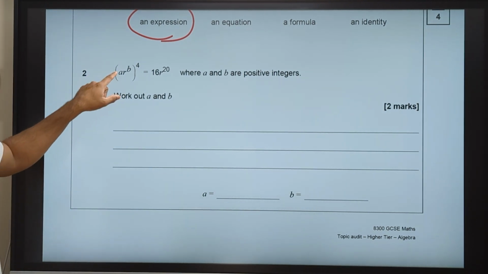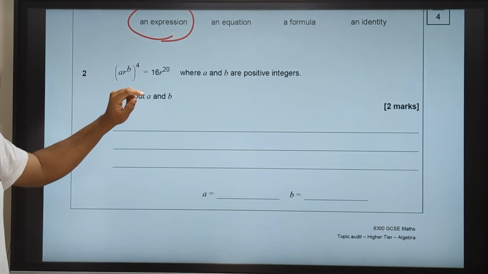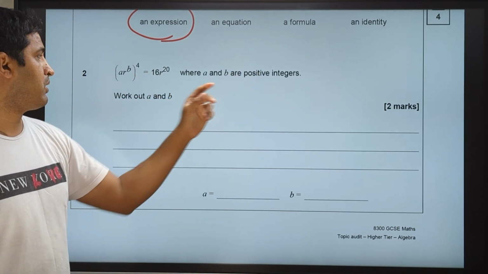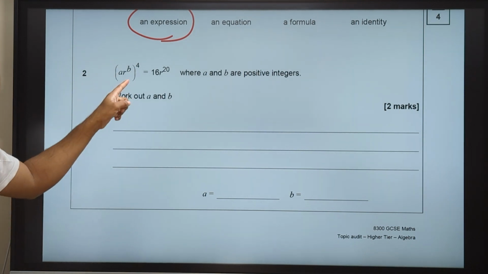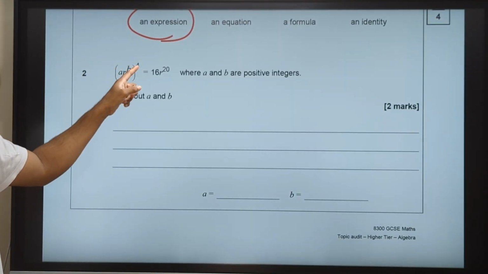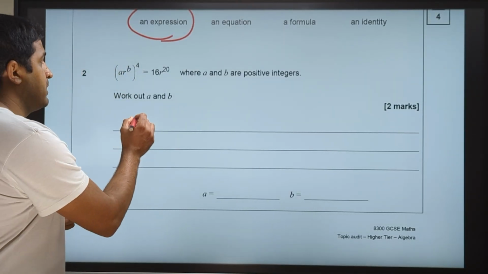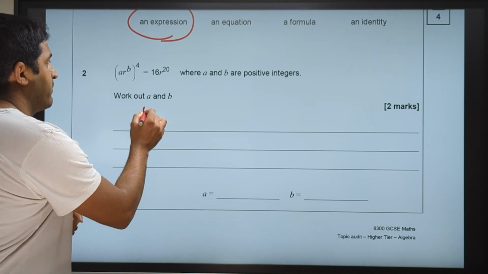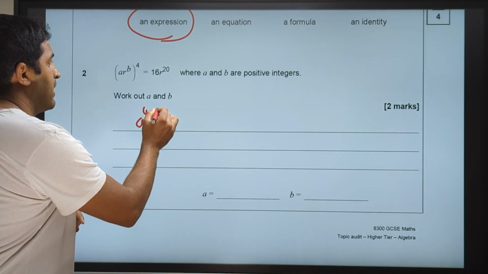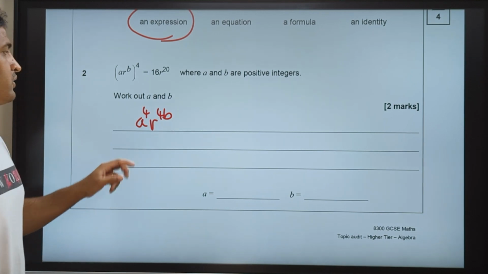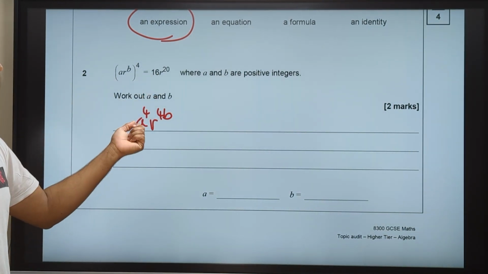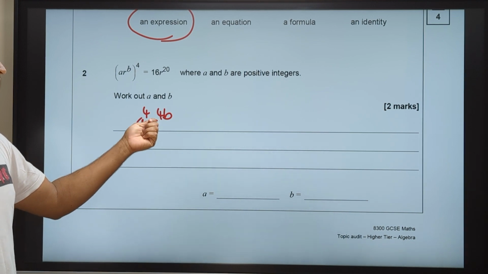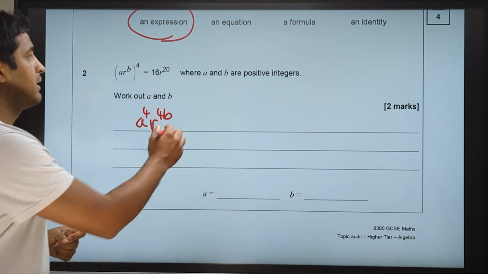Okay, a r to the power b, all to the power 4, is equal to 16 r to the power 20, where a and b are positive integers. Work out what a and b are. Okay, so let's just multiply out the powers, expand those powers. So it's going to be a to the power 4 and r to the power 4b. Now a to the power 4 has to be equal to 16 because they are positive integers, and r is to the power 20.